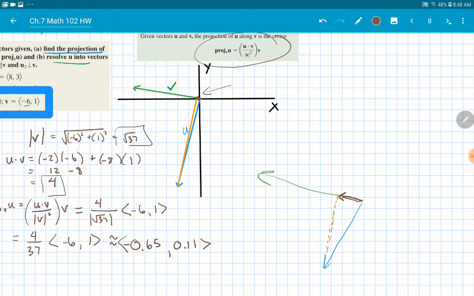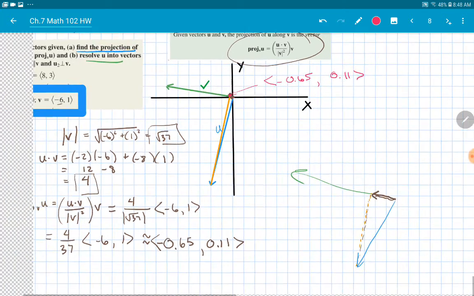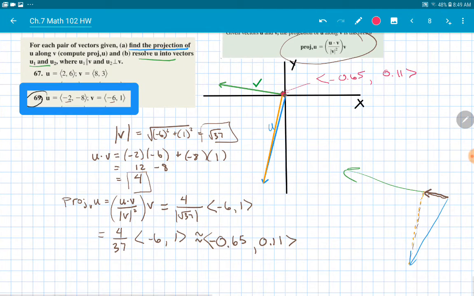So this little brown vector, you can imagine it's going up to this point right here, which is such a low point. That tip, that intersection of the V and the U, or the orange line, is at point -0.65 for the X, the horizontal, and 0.11 for Y. So that's consistent with my picture. So that makes me feel good. I feel like we did that right.